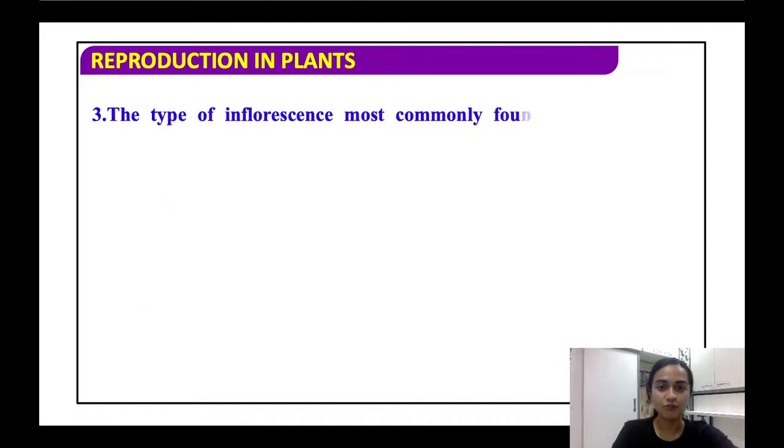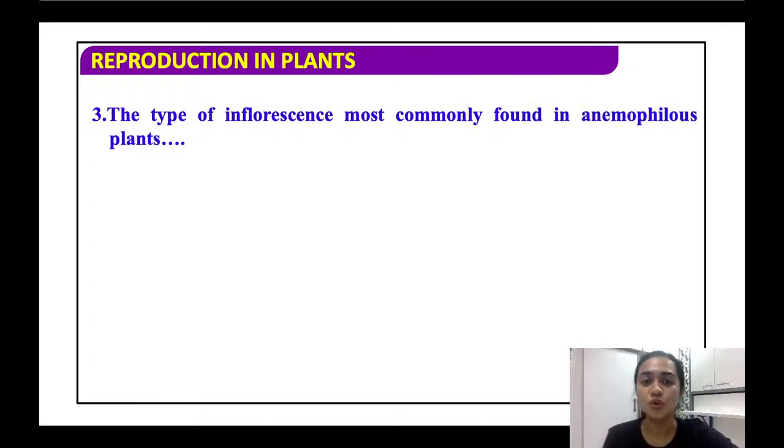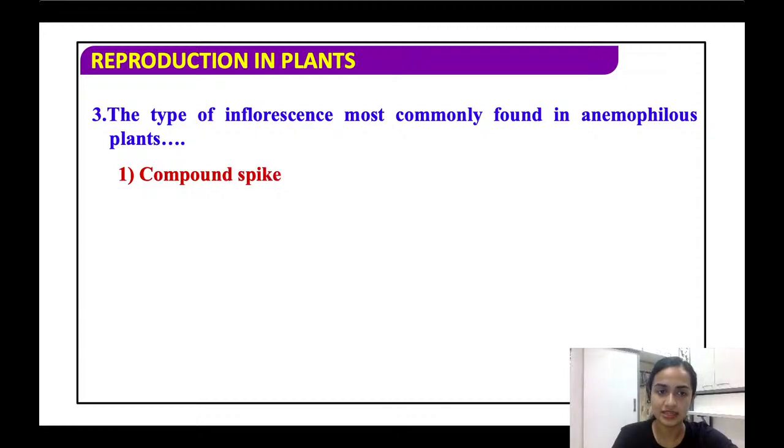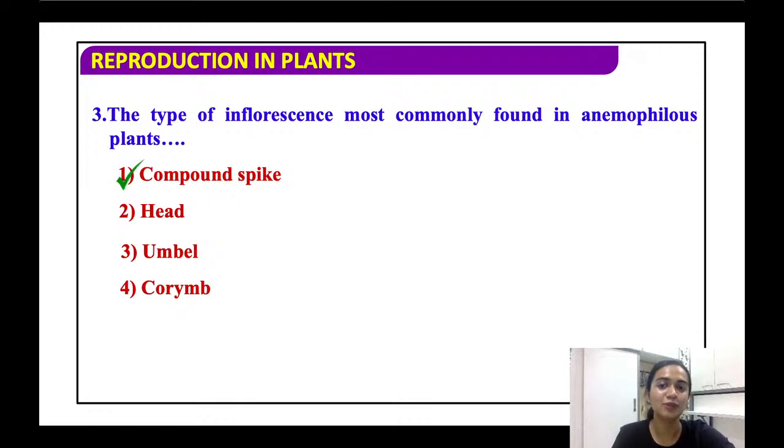The type of inflorescence most commonly found in anemophilous plants is: compound spikes, head, umbel or corymb. This basically is a question from the 11th standard syllabus from the morphology part. I'm sure everyone must be remembering this. This is caused by the compound spikes.